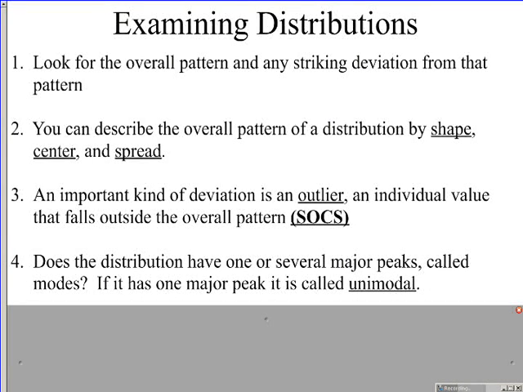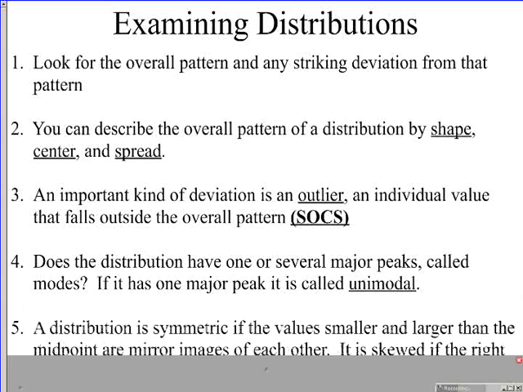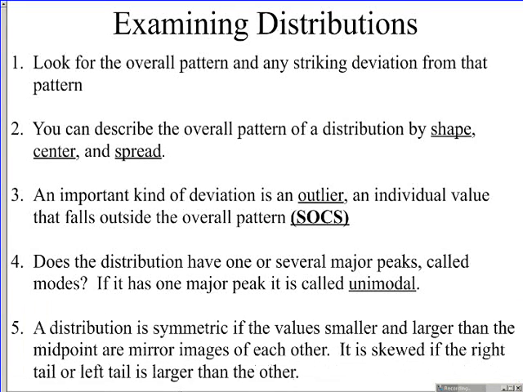Does the distribution have one or several major peaks called modes? If it has one major peak, it is called unimodal, two major peaks, bimodal, and so on. A distribution is symmetric if the values smaller and larger than the midpoint are mirror images of each other. It is skewed if the right tail or left tail is larger than the other.